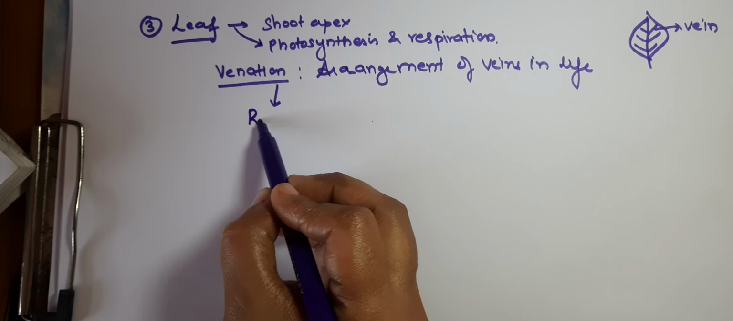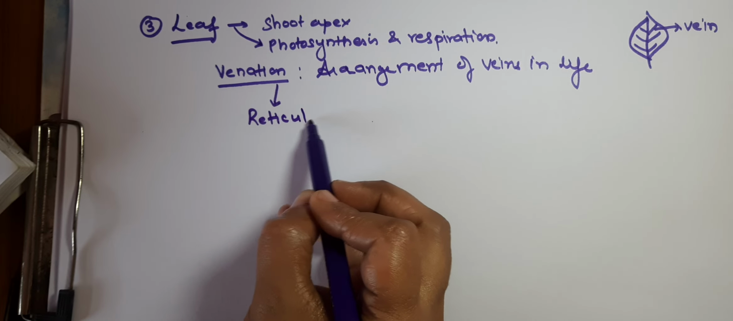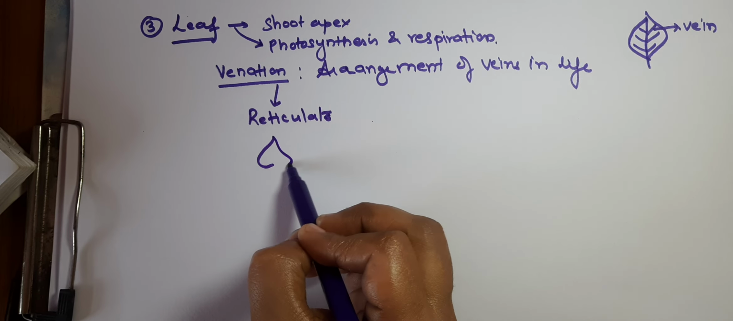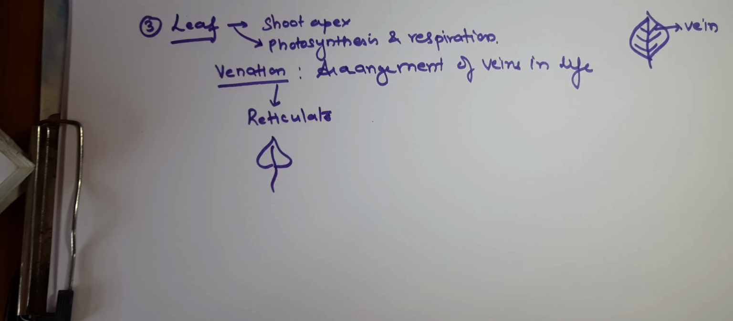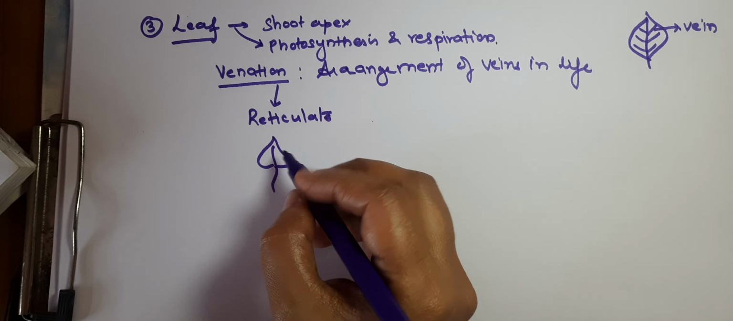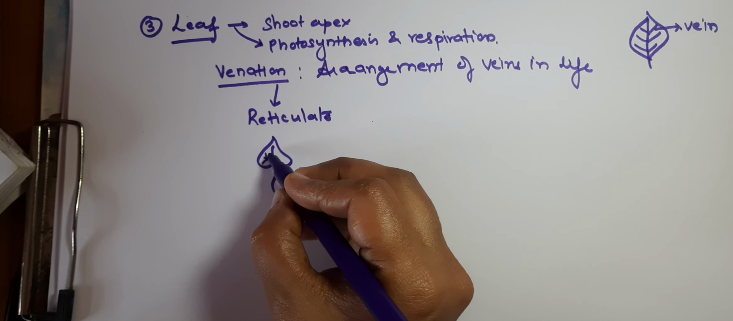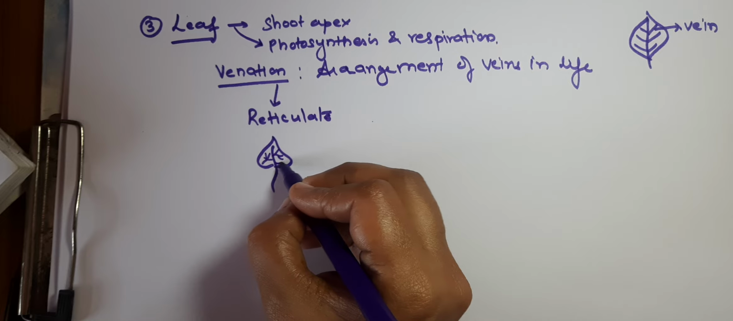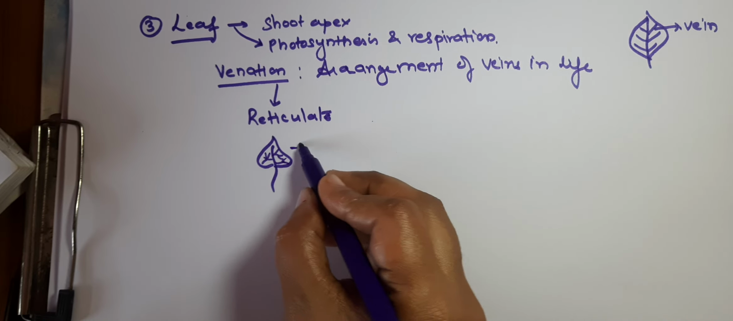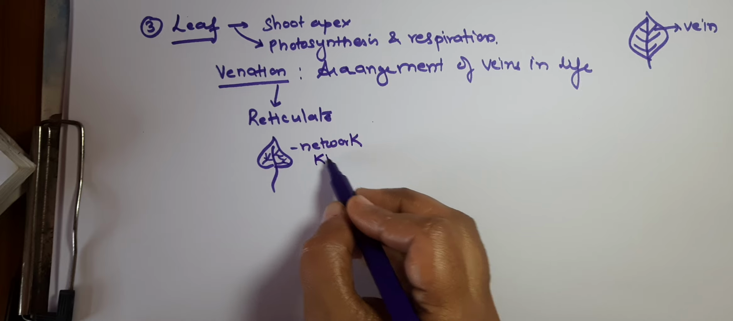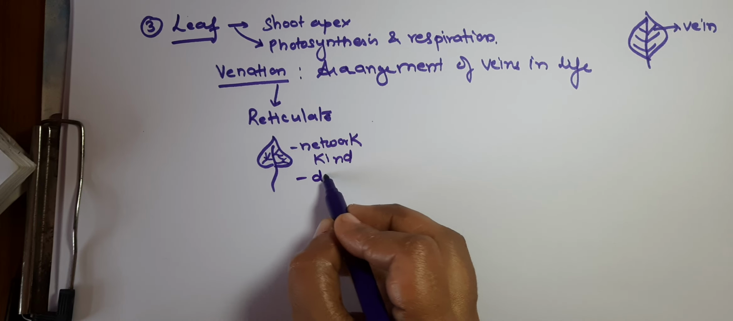The first one is the reticulate, which is observed in dicots. In the ficus, this is the ficus leaf, you can see the veins are arranged in the form of a network. So this is the reticulate venation, a network kind of arrangement, and it is mostly found in dicots.